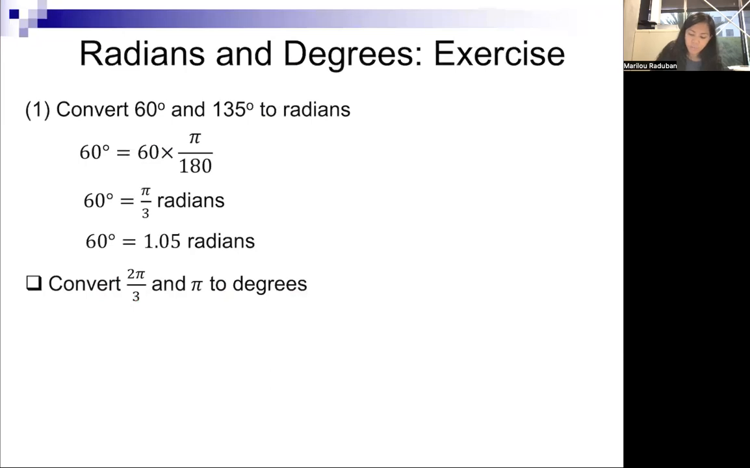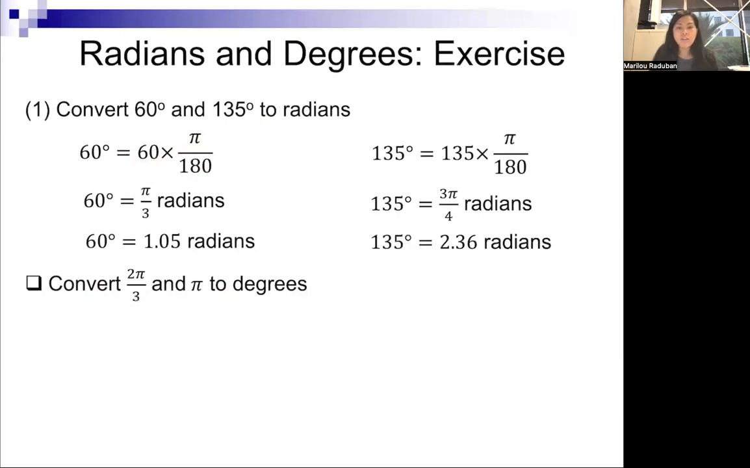So you can do pi divided by 180 and then times 60, or you can go 60 times pi divided by 180. Any scientific calculator should be able to do the maths correctly, even without using brackets. And 135 degrees, the same procedure, multiply with pi over 180, you should get 2.36 radians.